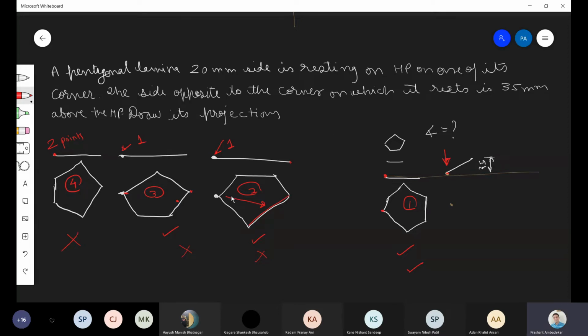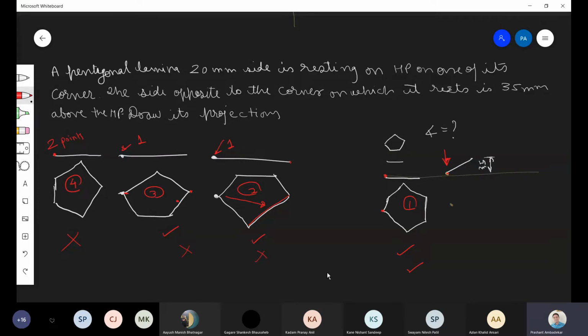Does this fit the condition of the question? Ambiguous, not sure. This also is not sure. Because when we incline this, how this side can be at 35 degrees is somewhat ambiguous. We cannot clearly say that, but here we can clearly say that. What is this point? This point is a side. So this can be accepted and these two can be rejected.